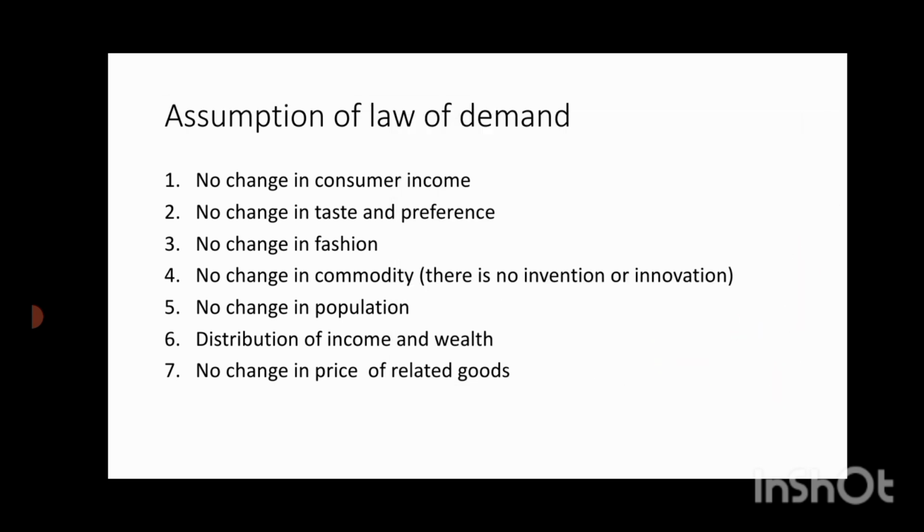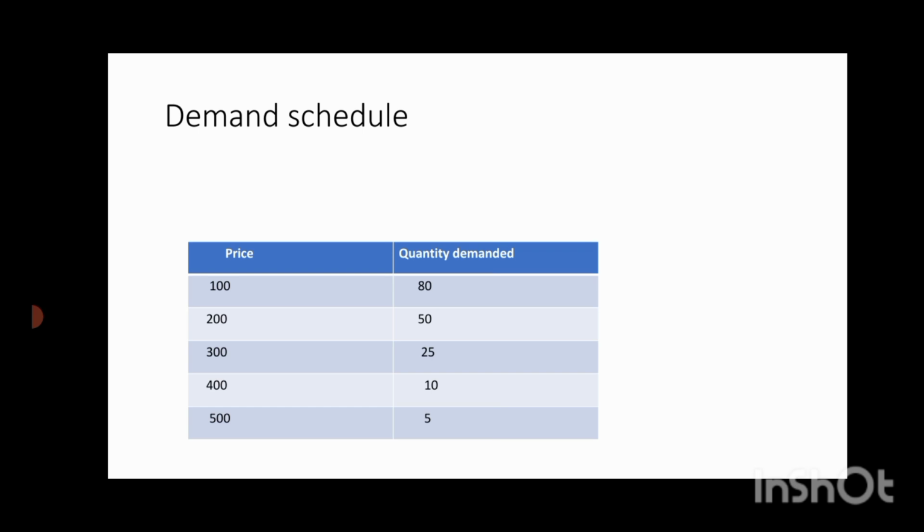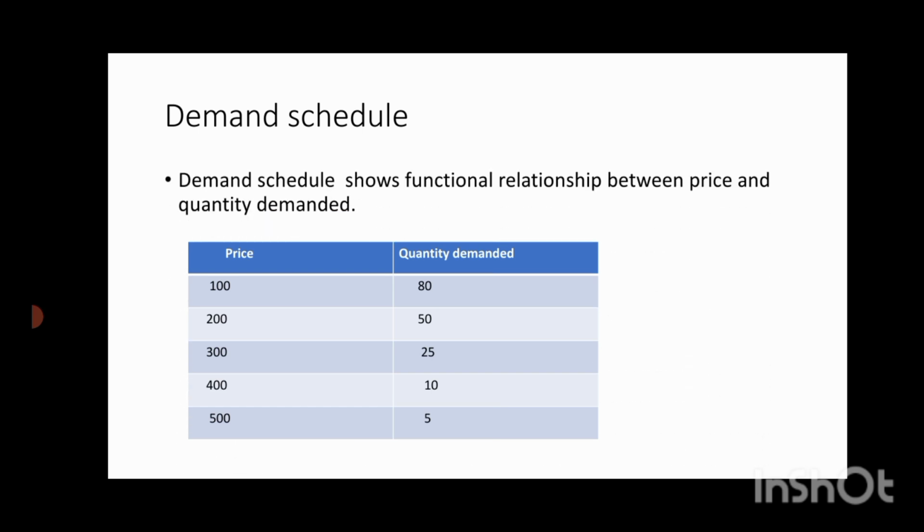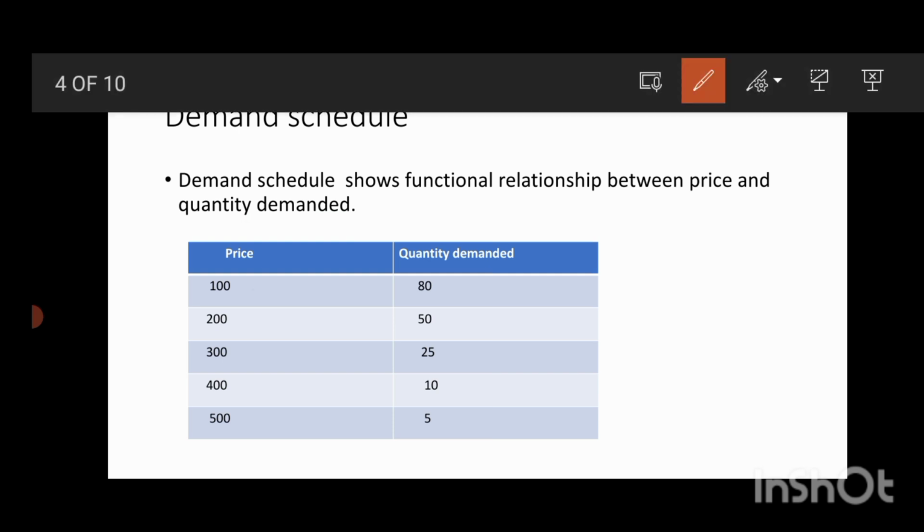So the next assumption will be the demand schedule. What is a demand schedule? It shows the functional relationship which exists between the price and quantity demanded. Here you can see that when the price of the commodity is less, the quantity demanded is more. When the price starts to increase, the quantity demanded decreases, because the price has increased. So this is about the demand schedule.